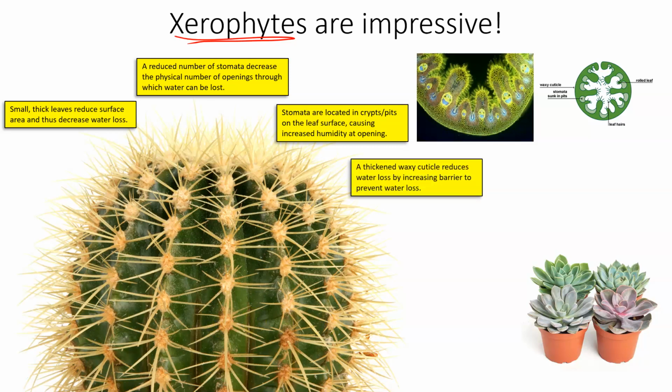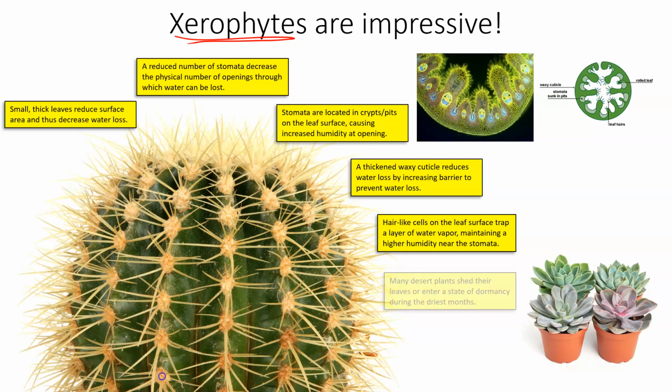A thickened waxy cuticle reduces water loss by increasing the barrier to prevent the water loss. Basically, high temperatures and high UV indices are not going to penetrate the leaves as well because you have an increased waxy cuticle around the outside. Hair-like projections on the inside of these rolled leaves are going to help trap the water vapor and reabsorb it into the plant as a way to prevent the water loss.